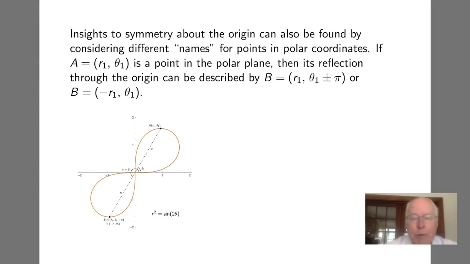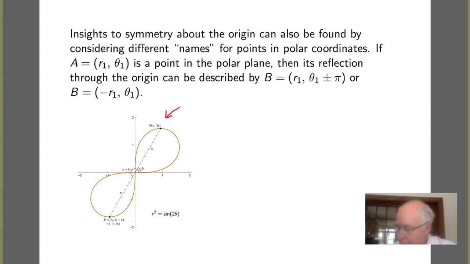Finally, symmetry about the origin can also be found by considering different names for points in polar coordinates. Now remember, symmetry about the origin says this: if we have a point A on a graph, we then reflect that point about the origin, so we draw the ray to the origin, and then back out this direction the same distance, and that would be the point B that is symmetric about the origin from the point A. Again, looking for different names of points, we can characterize this point in a couple ways.